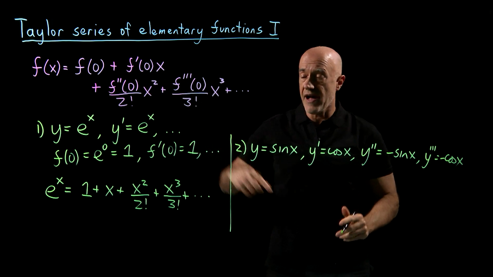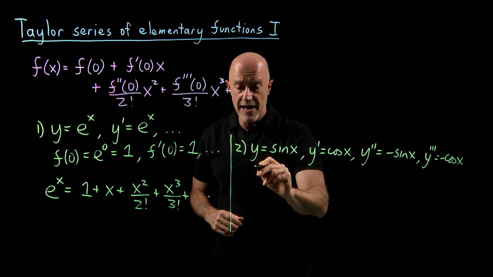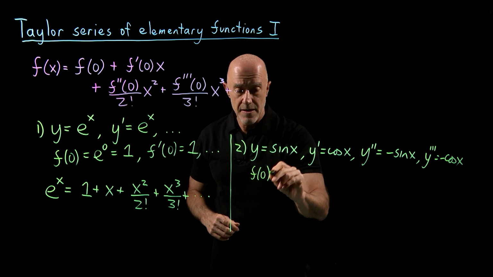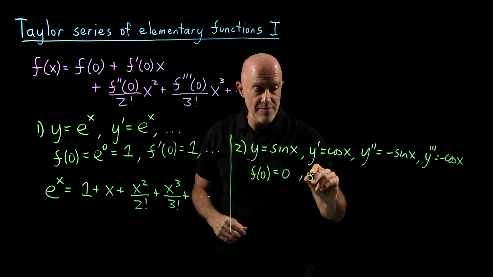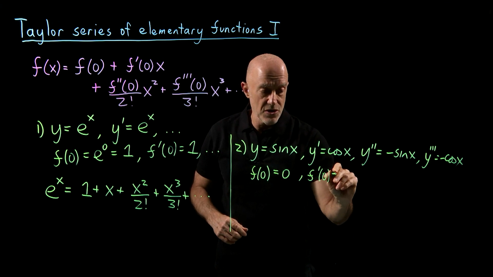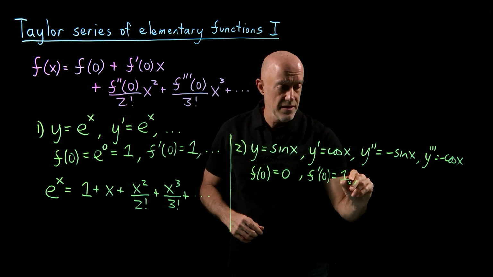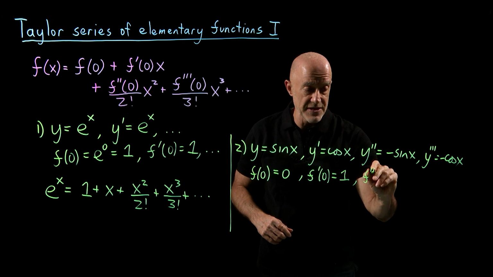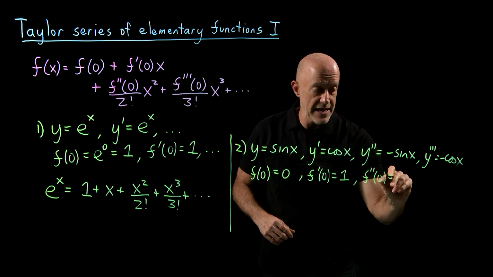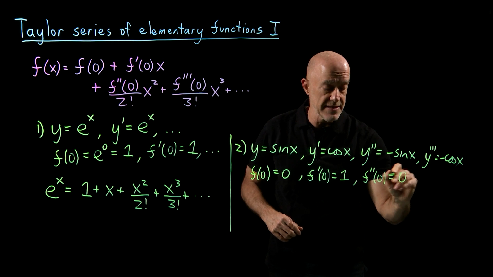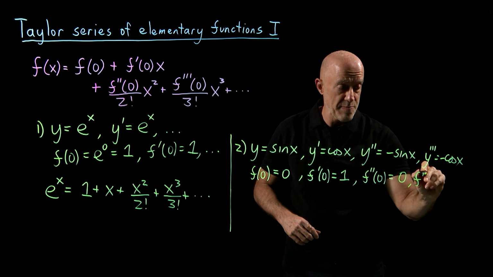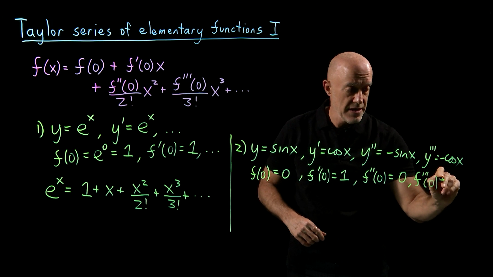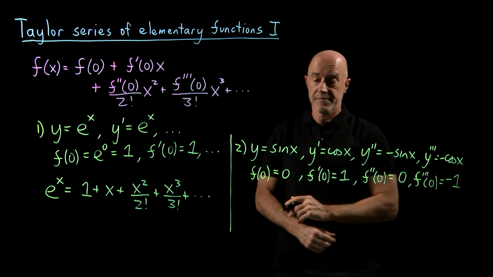So if we look at the values of f, we have f of 0, sine of 0, is 0. F prime of 0 is cosine of 0, which is 1. F double prime of 0 is again sine of 0, which is 0. And finally, f triple prime of 0 is negative 1.